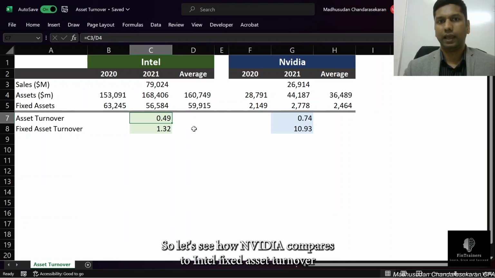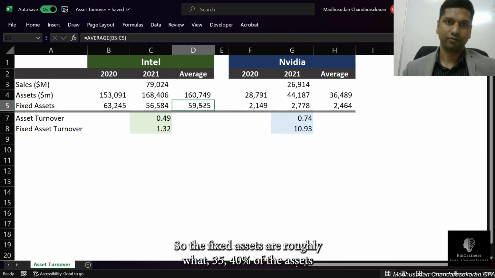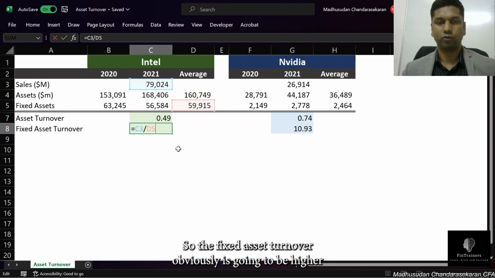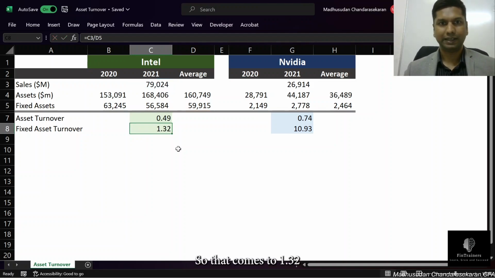So let's see how NVIDIA compares to Intel. Fixed asset turnover, on the other hand, we will use the average fixed assets. So the fixed assets are roughly 35-40% of the assets. The fixed asset turnover obviously is going to be higher because we have removed current assets, any goodwill and all of that. So that comes to 1.32.